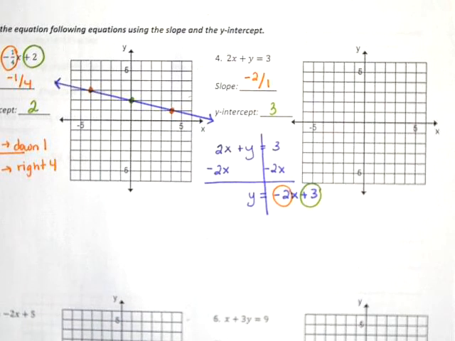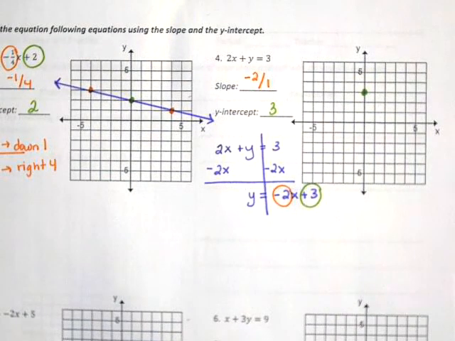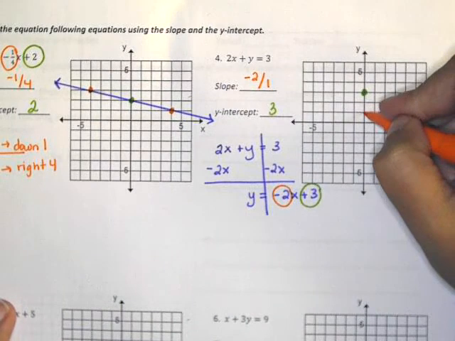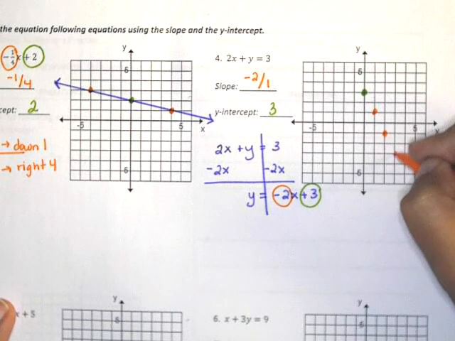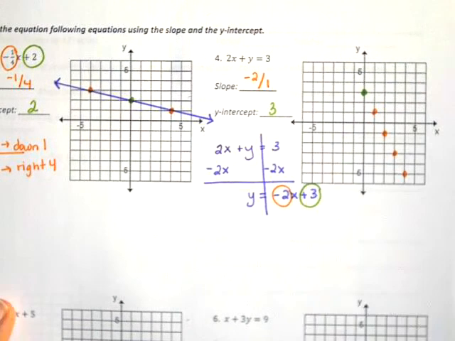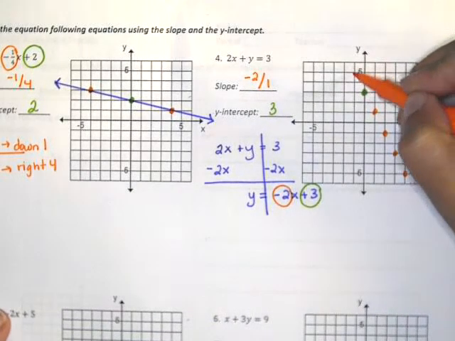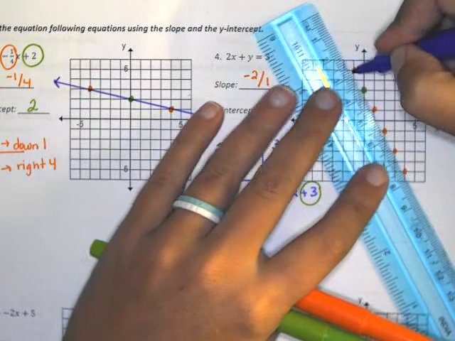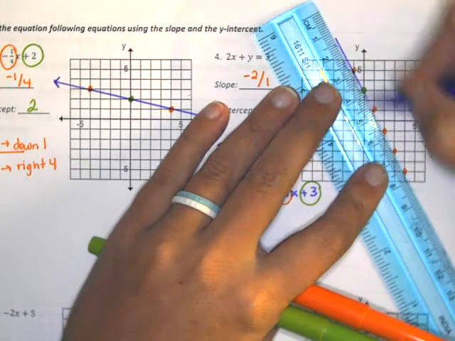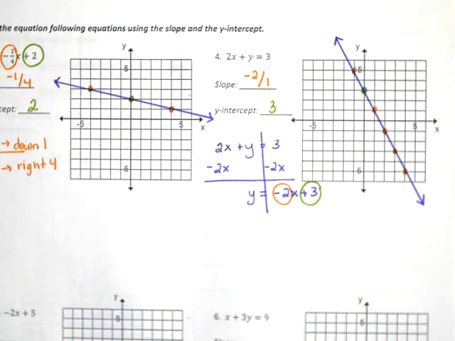The y-intercept tells me where to begin, so I'm going to begin on the positive 3 on the y-axis. From there, I'm going to go down 2, right 1, down 2, right 1, and keep going. As soon as I run out of room, so I can't go down 2, right 1 anymore, I'm going to go back to where I started and go up 2, left 1. I'm going to draw a line through the points, make sure it goes beyond the edges of the graph and that it has arrows.